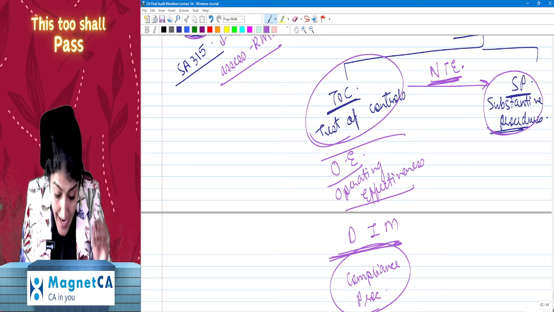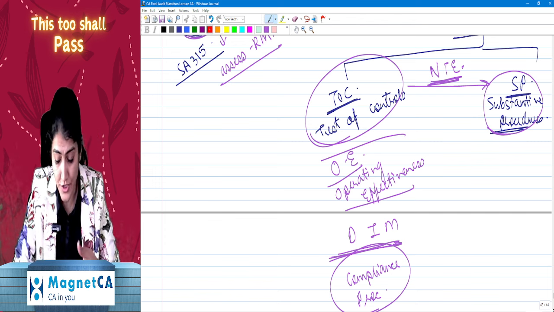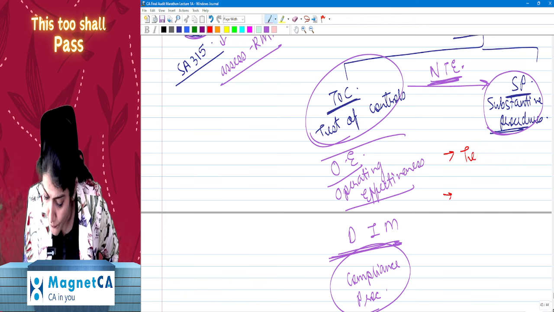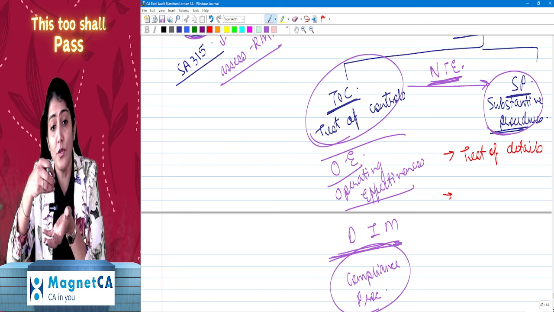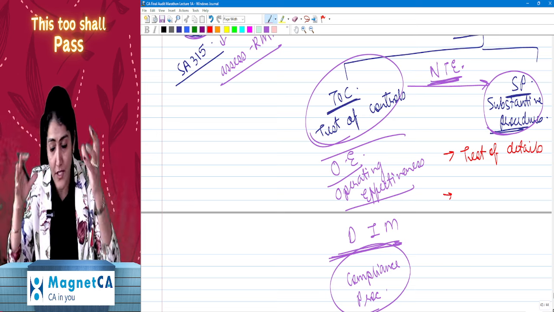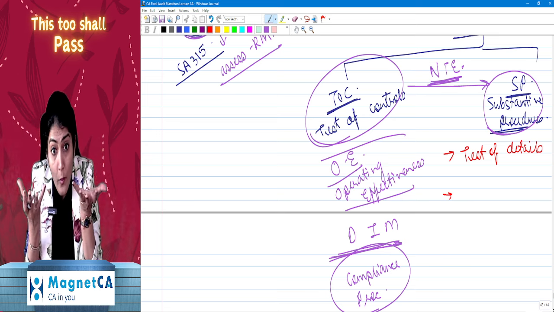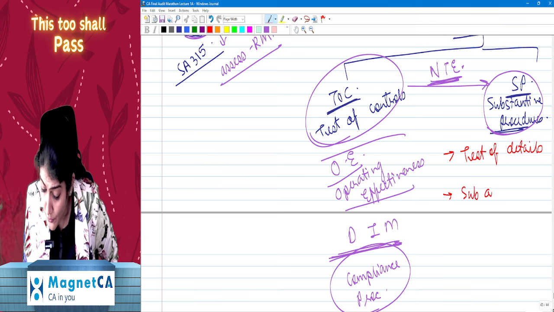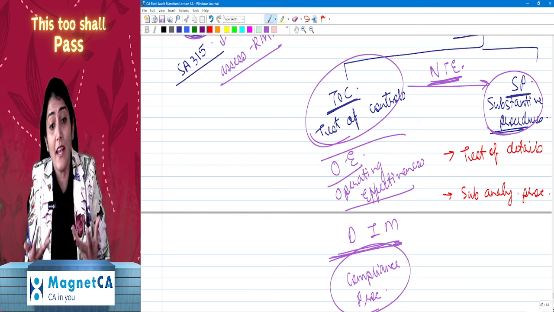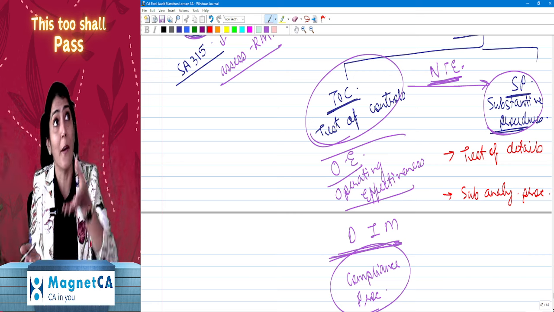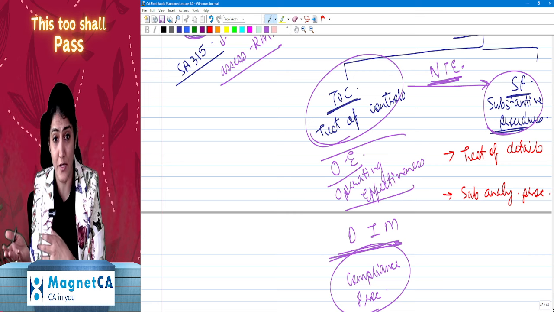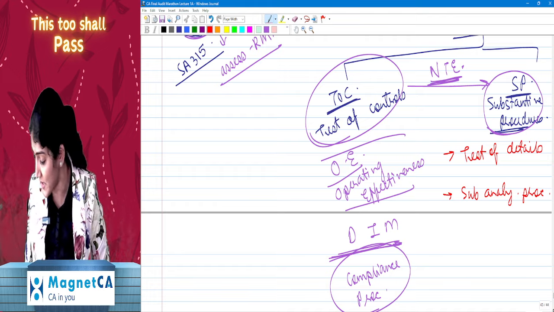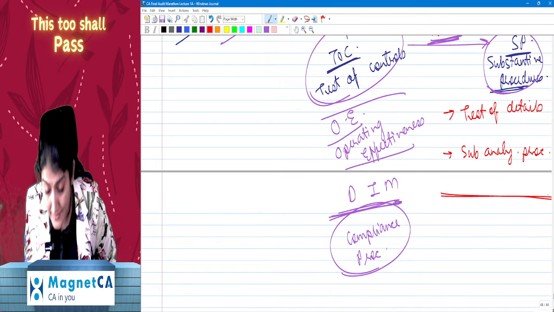And then substantive procedures. To substantiate, there are two ways. One, you go for test of details. That means you go for detail checking, vouching, verification. Then, how will you vouch or verify the following? So test of details, or you go for substantive analytical procedures. Analytical: compare with previous year, compare with budgets, compare with industry, compare with non-financial information. So that is substantive analytical.